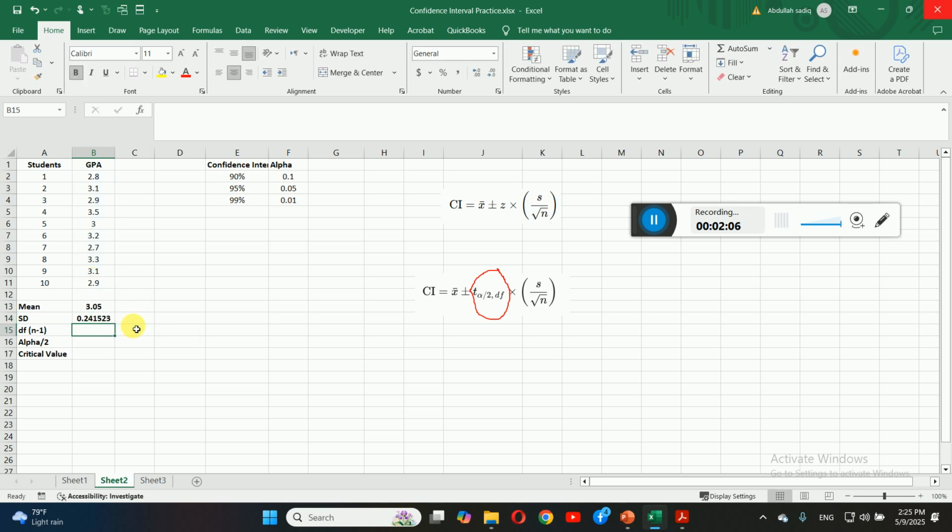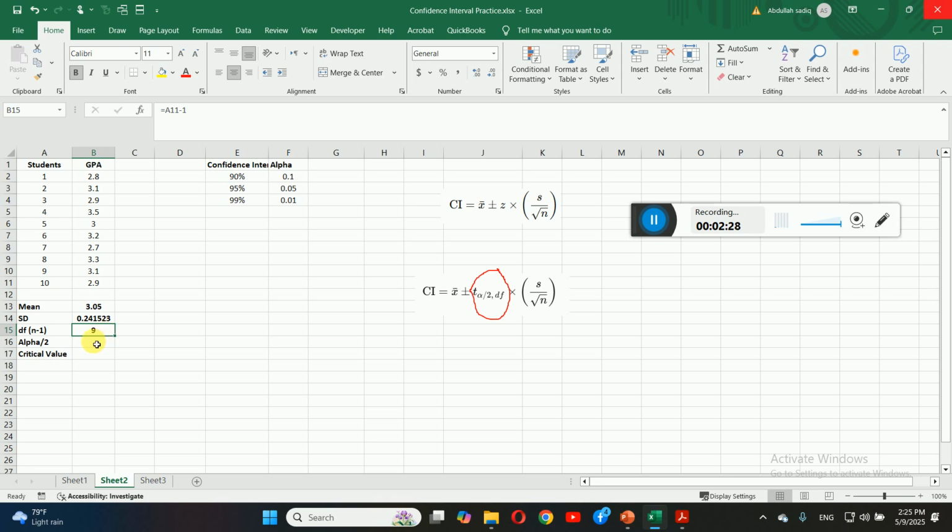The next information we have is the degree of freedom. Very simply, dear students, I'll teach you in detail what the degree of freedom is, inshallah, but straightforwardly here, for this case, the degree of freedom is just n minus 1. What is n? The sample size. This is our n, right? And n minus 1 gives me the degree of freedom. So in our example, the degree of freedom is 9.